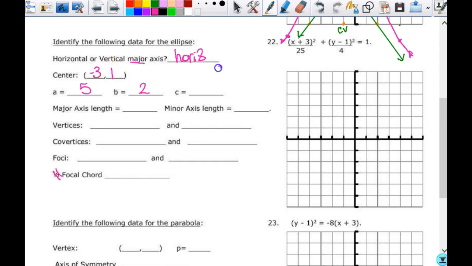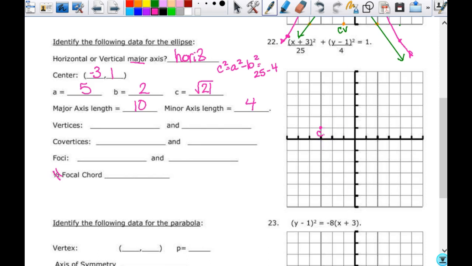For an ellipse, c squared is equal to a squared minus b squared. This is addition for the hyperbola, this is subtraction. This is going to give me 25 minus 4, so c is the square root of 21. My major axis length is 2a, so it's 10. Minor axis is 2b, which is 4. Let's go ahead and plot some stuff. -3, 1 is my center.